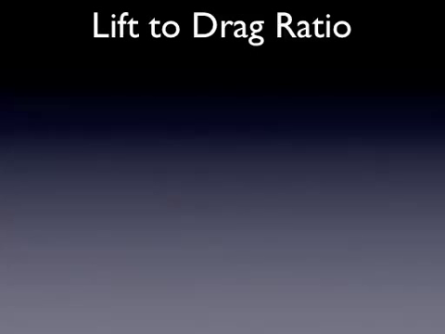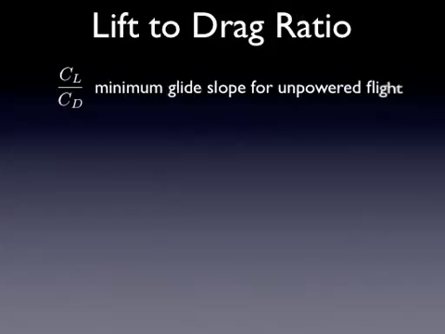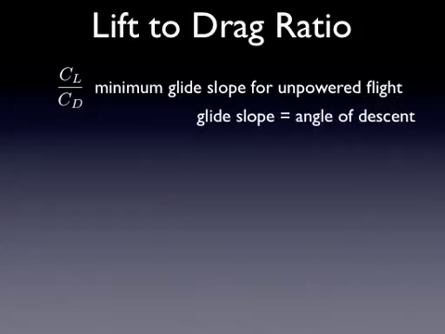Okay, another important property of airfoils is lift-to-drag ratio. Now, if you purchased an aircraft or if you are shopping for one, this is something you would look for. The coefficient of lift divided by the coefficient of drag gives you this lift-to-drag ratio, and it's an important property of any aircraft. And that tells you the minimum glide slope for unpowered flight. The glide slope is the angle of descent.